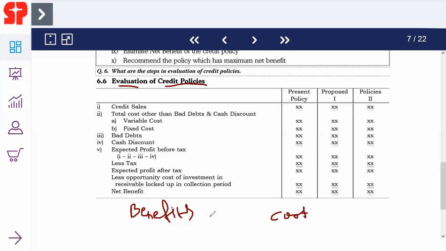When the benefit exceeds the cost, or when we get a positive net benefit, then we will say that this policy is a good policy. In credit policy evaluation, there will be the present policy followed by the organization, and then there will be proposed policies also. If the company wishes to change the credit policy, we will have to see which policy is best and accordingly give our recommendation. So this is the credit evaluation.